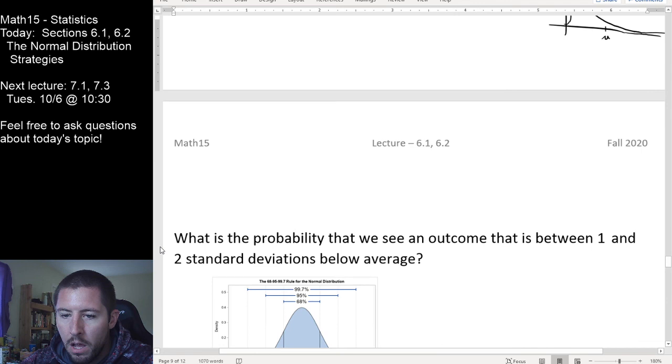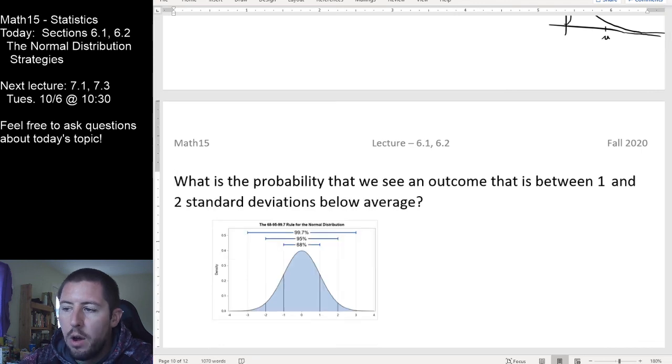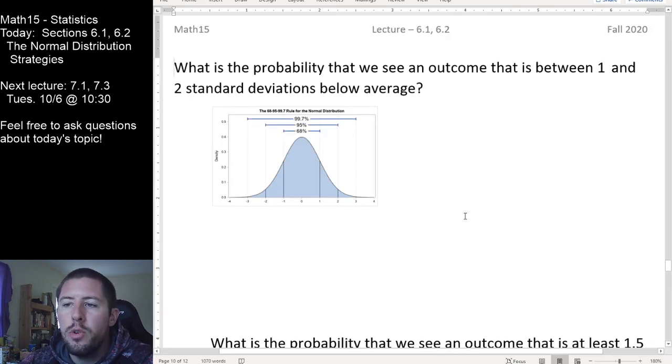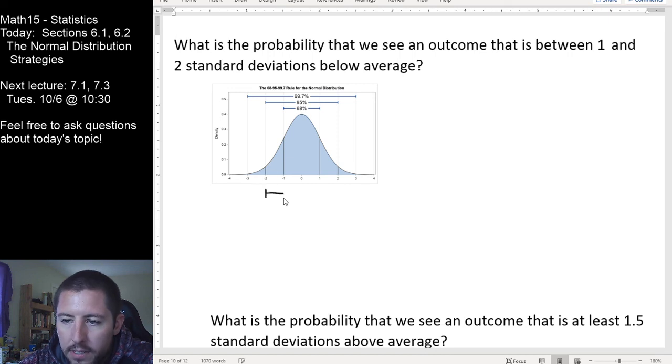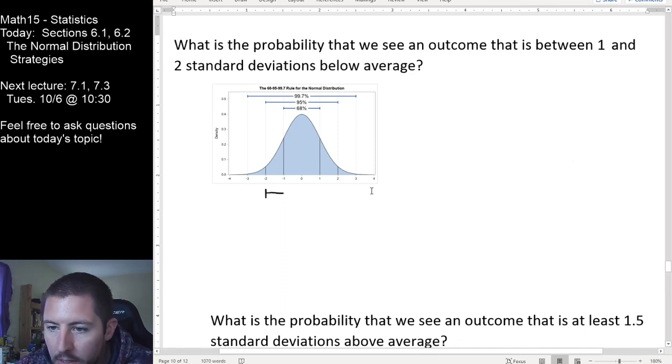So let's look at 2 more of these here. What is the probability that we see an outcome that is between 1 and 2 standard deviations below average? So it looks like what we are interested in here is this region right here. This is our region of interest right here. We want this. That's the area of interest. That is between 1 and 2 standard deviations below average. We can visualize. Oh man, I should make that bigger right here. We're going to want to see more for this guy.